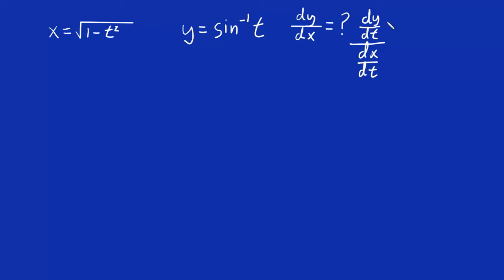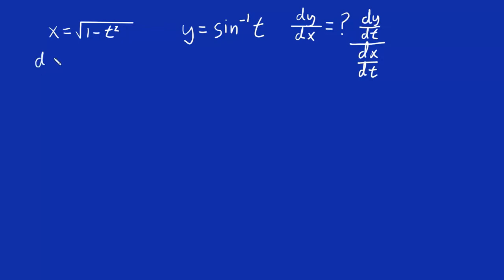And these are equal because the 1 over dt over 1 over dt would just cross off, and you would just be left with your original dy/dx. So with that in mind, we just need to take the derivative of both these equations with respect to t.